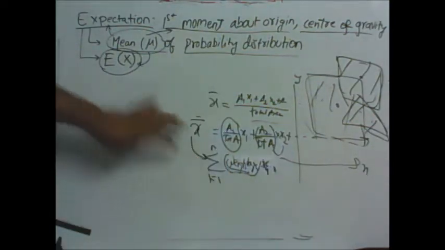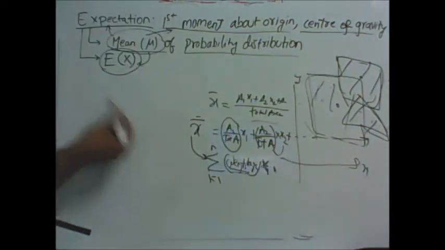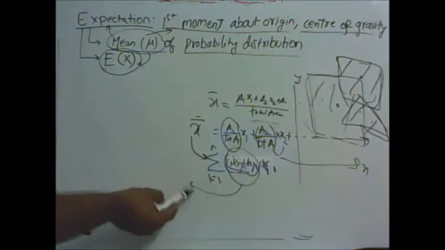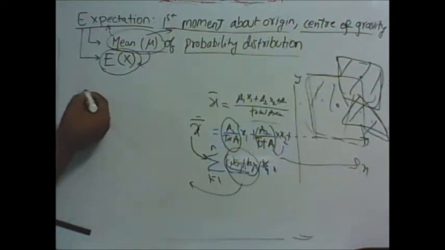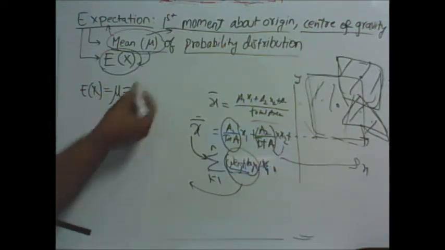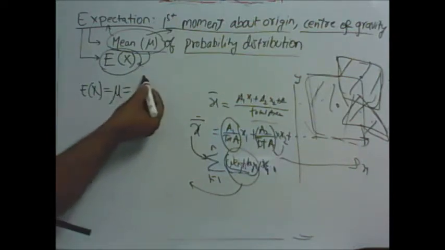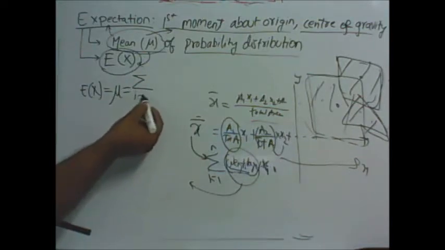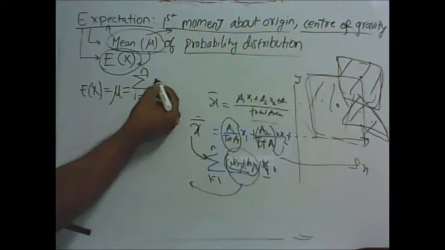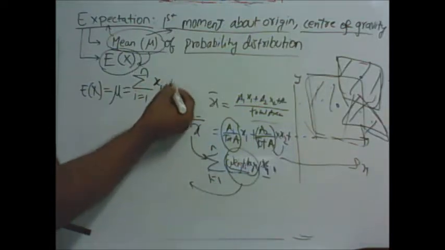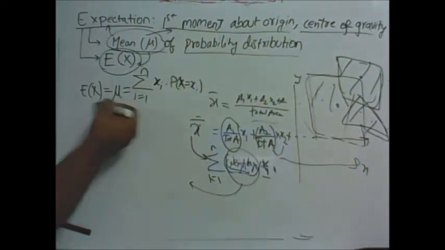Okay. Similarly, for the mean of a probability distribution, the weightage will be replaced by the probability function. So E of x equal to mu equals, if it is discrete, summation; if it is continuous, integration. So let us take the discrete case. Then it is i equals 1 to n, xi into the weightage replaced by the probability of that particular value. So this is the discrete case.